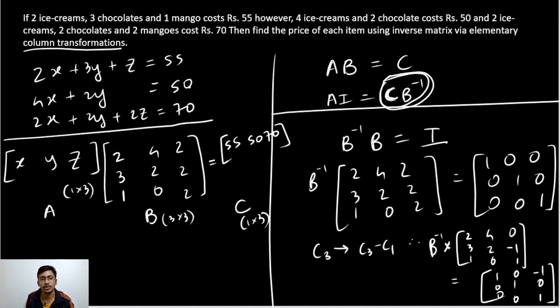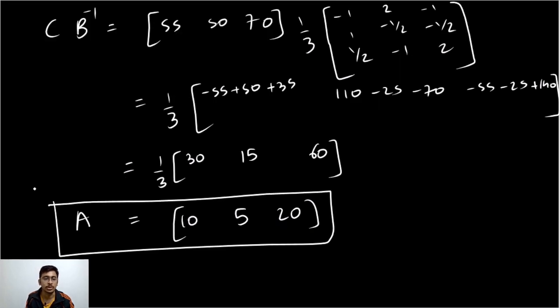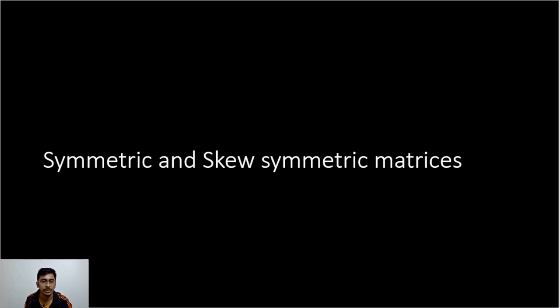And that means how many rupees? One ice cream was 10 rupees, one chocolate was 5 rupees, and one mango was 20 rupees. So this is how you calculate. It's a very lengthy method, but you have to be patient and careful, and that's how you are going to be able to solve it. There is no other way. In board exams they only ask this method. Don't worry, you have your determinants method in case you have to solve it the other way around.